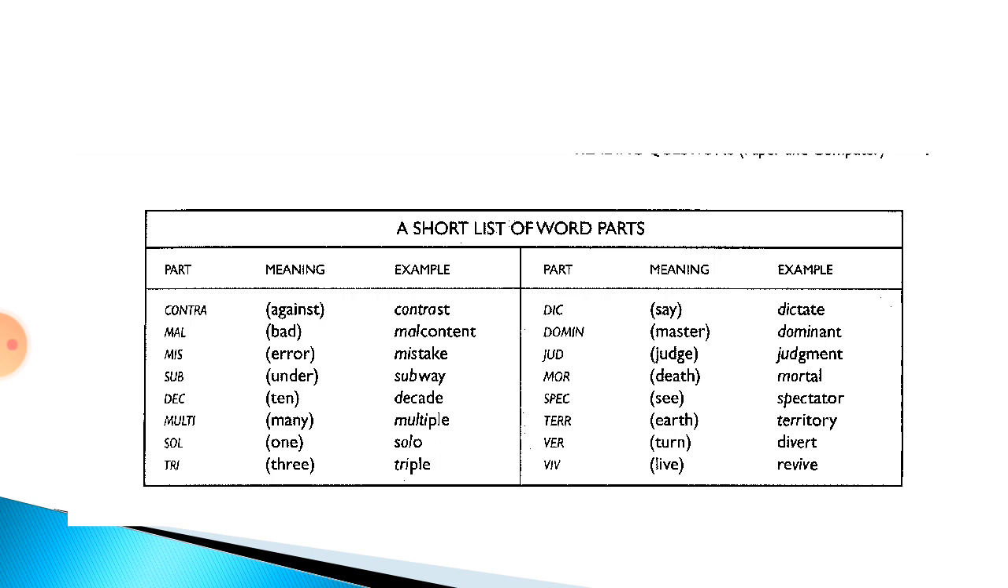The part "terr" means earth. For example, the word "territory." The part "ver" means turn. An example, the word "divert." The part "viv" means live. An example, the word "revive."